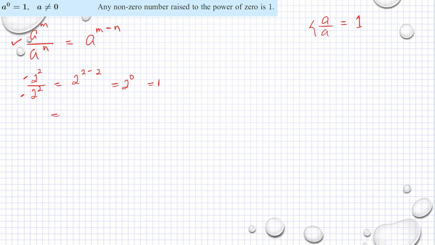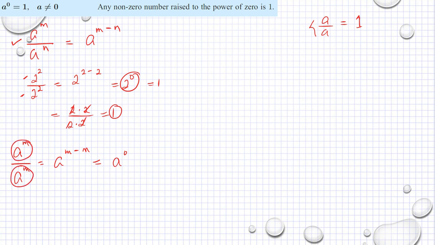Another proof is that 2 raised to 2 is 2 times 2, and 2 times 2 divided by 2 times 2 is 1. So 2 raised to 0 is equal to 1. And this applies to any number. For example, a raised to n divided by a raised to n, that is a raised to n minus n, that is a raised to 0. When the numerator and the denominator are equal, you always have 1. This is a little bit abstract for many of my students, so be careful with this.